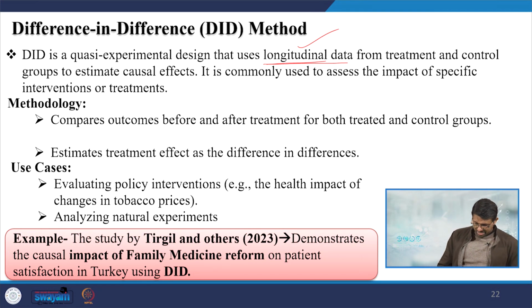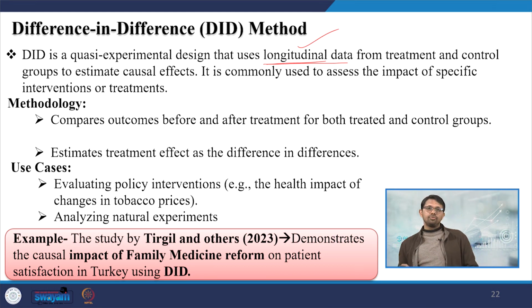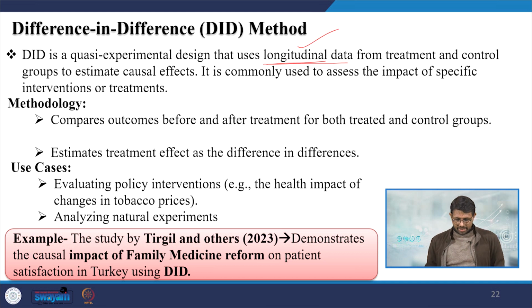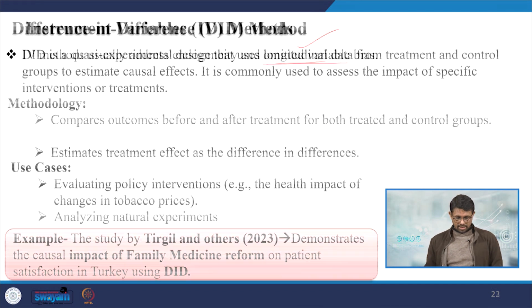For specific examples and references for further clarification of DID, you can follow this paper by Tirgil and others, the very latest, published recently in 2023, that demonstrates the causal impact of family medicine reform on patient satisfaction in Turkey using DID.